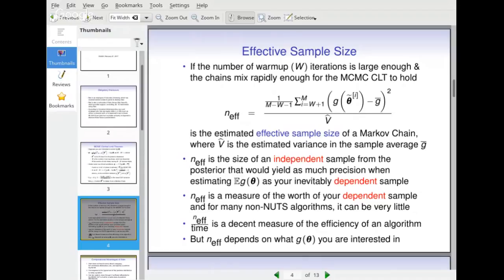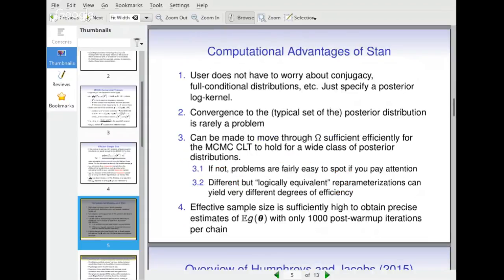Also, like this effective sample size measure, there's one for each G function that you're interested in taking the expectation of. So they can be bigger for one and less for another, etc. So it's not an ideal way to measure what algorithms are most efficient. But this effective sample size divided by time is one metric where Stan really tends to do well, or at least as good as other algorithms. And Stan is very general.